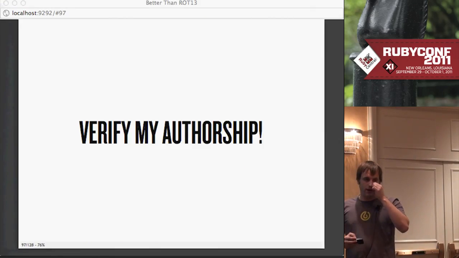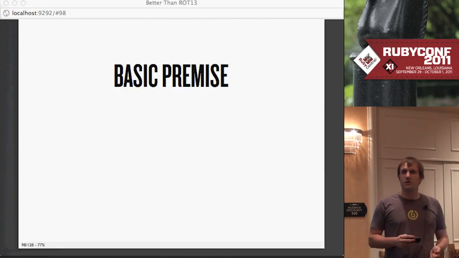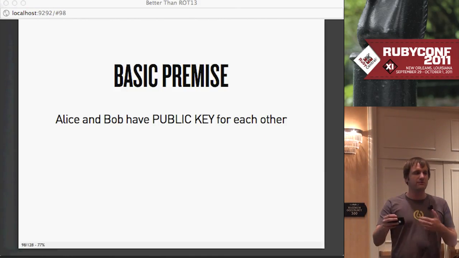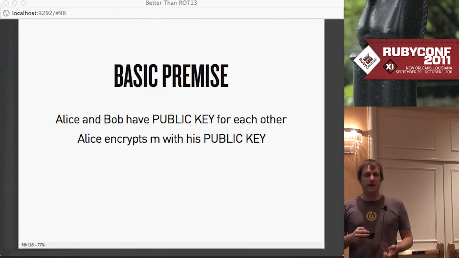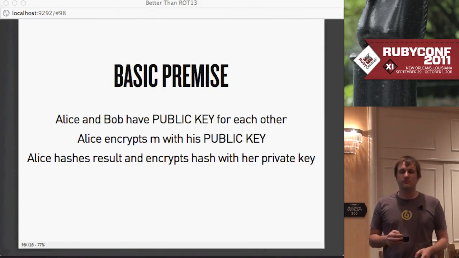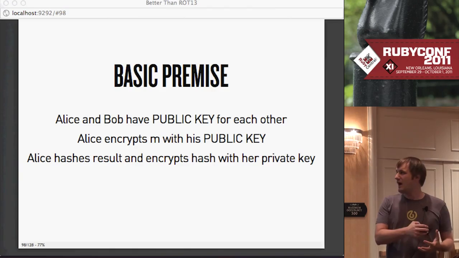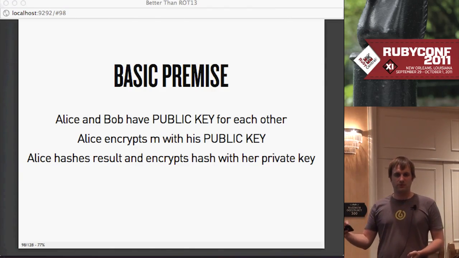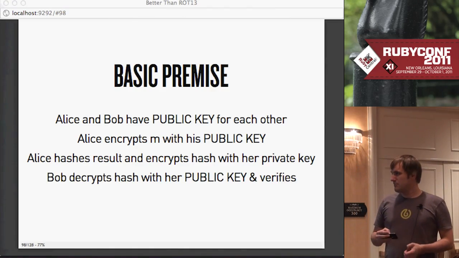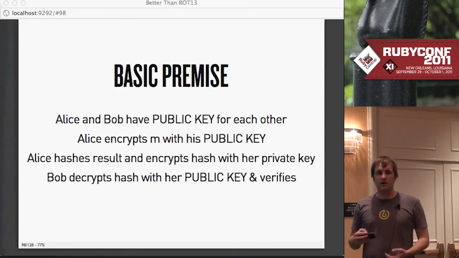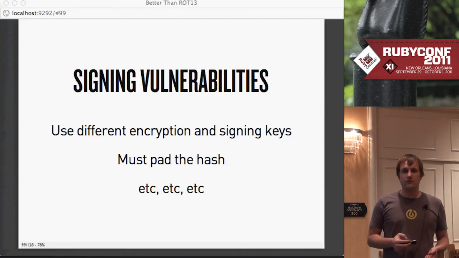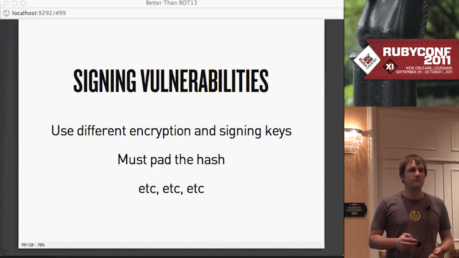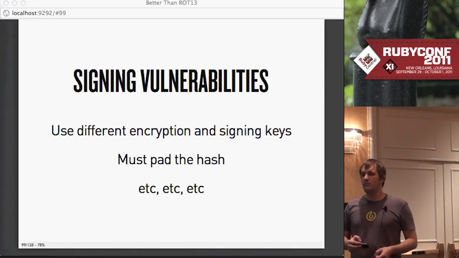So the second topic for asymmetric encryption is verifying your authorship. Let's say Alice and Bob have the public keys of each other because they've exchanged previously. Alice wants to encrypt a message to send to Bob. So she encrypts M with his public key. She hashes the result of that and encrypts that resulting hash with her private key. And then she sends both the encrypted message and the hash off to Bob. Bob decrypts this hash with Alice's public key and verifies that the hashes match. And then Bob can decrypt the message with his private key. There are vulnerabilities behind this as well. Most of them are the same as what I explained earlier with asymmetric encryption. Also, you shouldn't be using the same public-private key pair for encryption as well as signing.